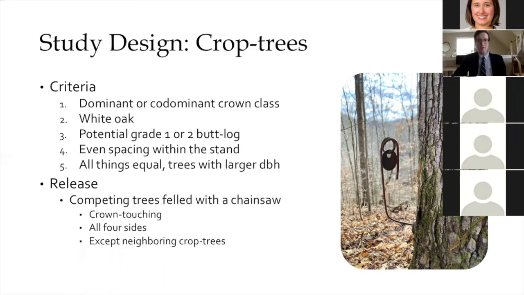The release was a crown touching 4-sided release, which means that any tree that touched the canopy of the crop tree was felled with a chainsaw. And this included trees that would grow into the canopy after release. So very small trees weren't removed, but trees that may not necessarily be touching the canopy quite yet were. And this also excluded neighboring crop trees. So that some crop trees received only 3-sided release if they were neighboring a crop tree.